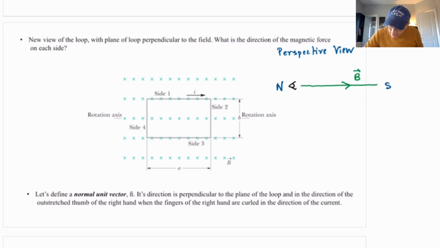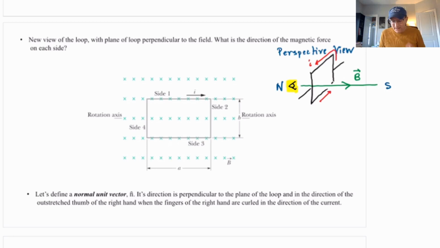And in that field, here is our structure, our loop. Here's the axis of rotation, right in the middle, here and here. And the current I is flowing up that side, over at the top, down in the front, and back this way at the bottom. Okay, that's my perspective view. So now, imagine what things would look like if you are right there looking in that direction.